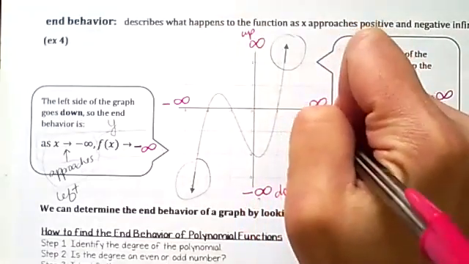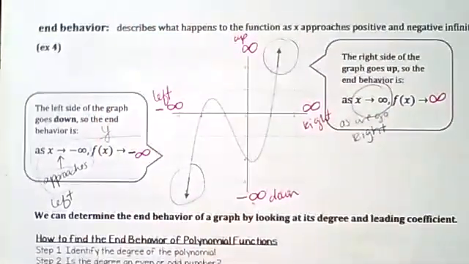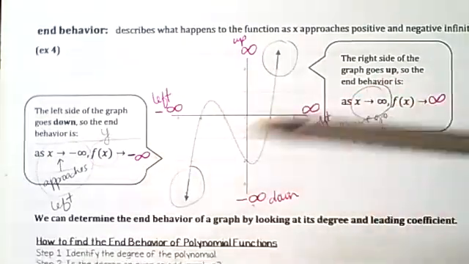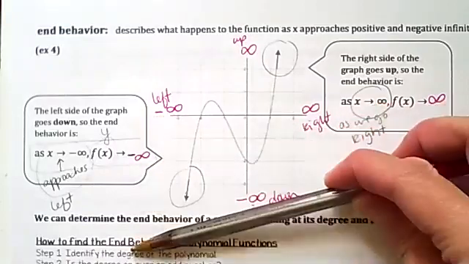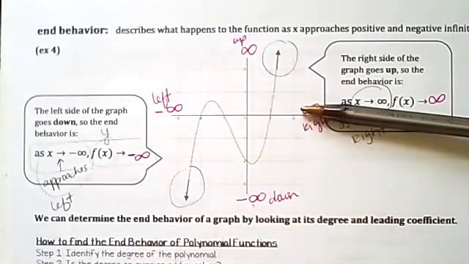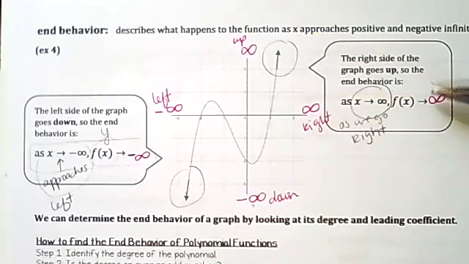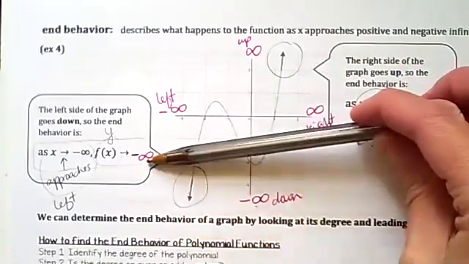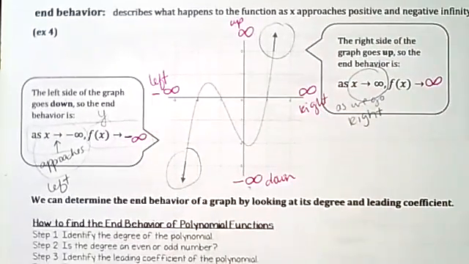right, left. You'll see once we do some more examples, it gets to be easier. When you're given a graph, you just visually look at it. As we're going to the left, is it pointing up or down? It's pointing down. As we move to the right, is it pointing up or down? It's going up. If it's going up, it's positive infinity. If it's going down, it's negative infinity. So that's the gist of what end behavior is.